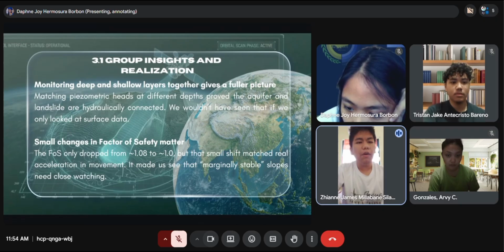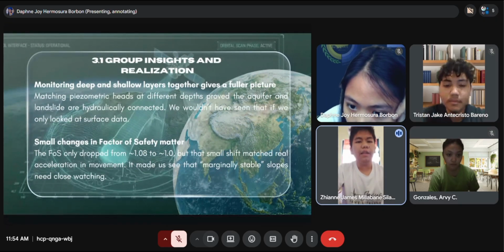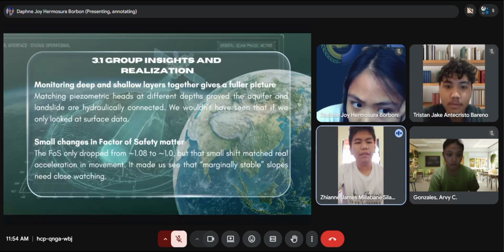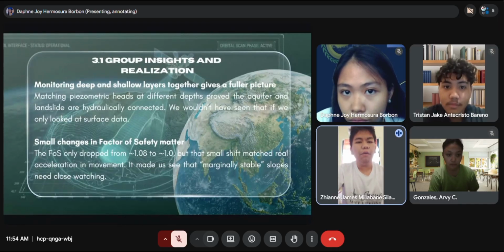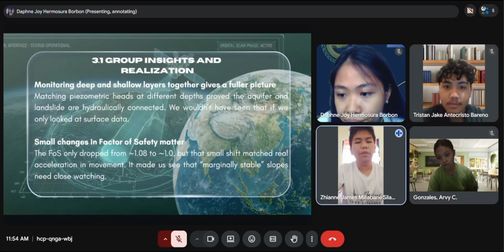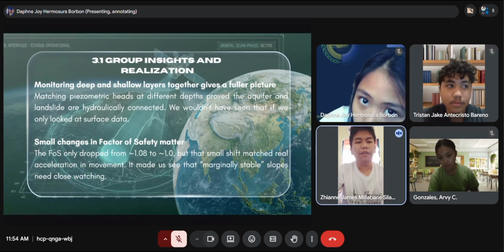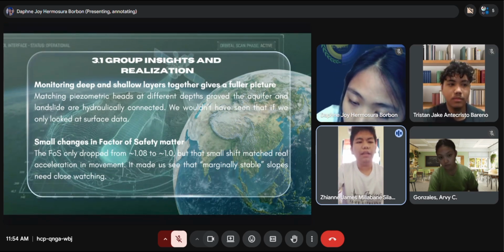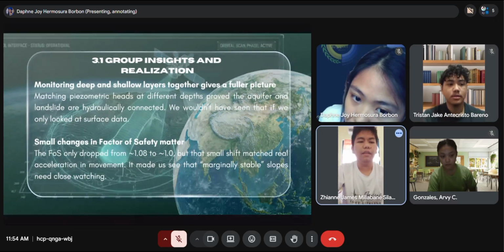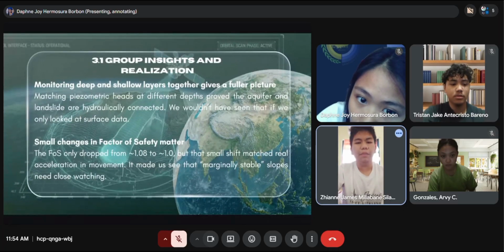And then on the small changes in factor of safety, we realized that even a tiny drop in the factor of safety matters. It only went from 1.08 down to about 1.0, but that was enough for the slope to start moving faster. So marginally stable really does mean that you need to keep an eye on it. Then we have the recommendations and possible movements. Next slide, please.